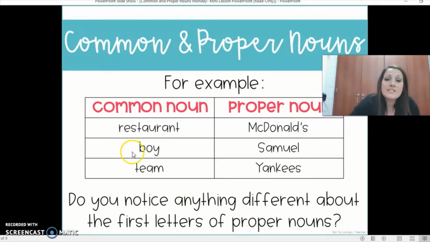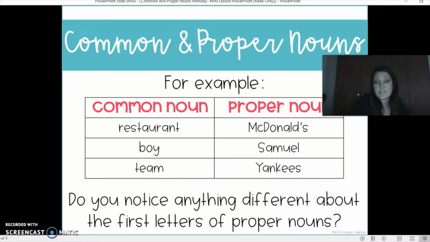So boy, if I'd say, that boy hit me. Well, I know it's going to be a person. It's a noun, but specifically which one? Oh, Samuel hit me. Then Samuel right there is going to be proper because that's his specific name. Last one, team. If I have a favorite team, well, you don't know what kind of team. So I'm going to be specific. My favorite team is the Yankees, which is not true. I don't do sports really, but now Yankees is the name of the specific team. So I keep saying specific because anytime it's a proper noun, it's the specific name.